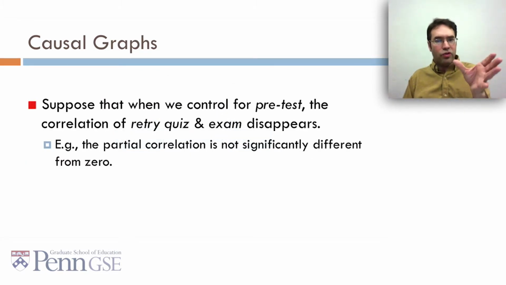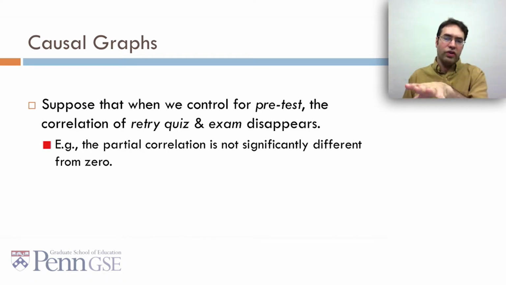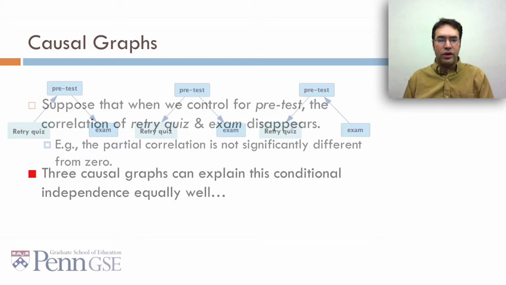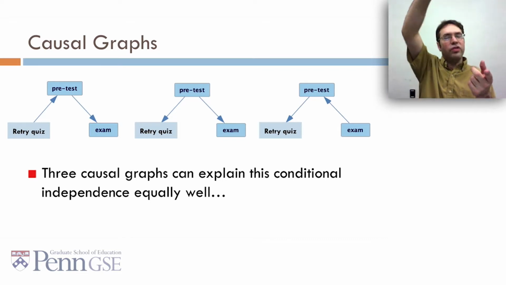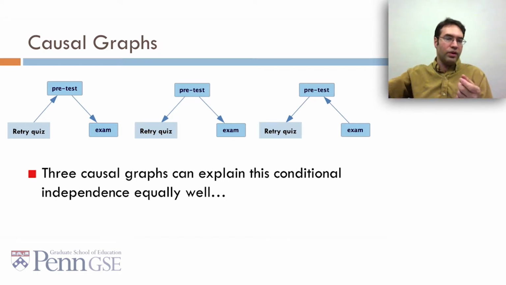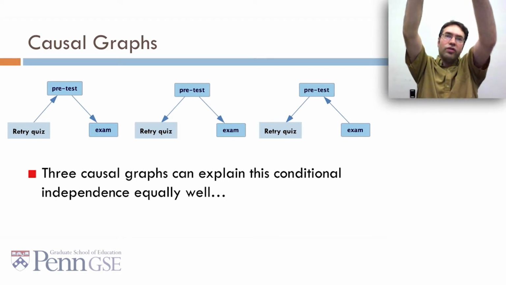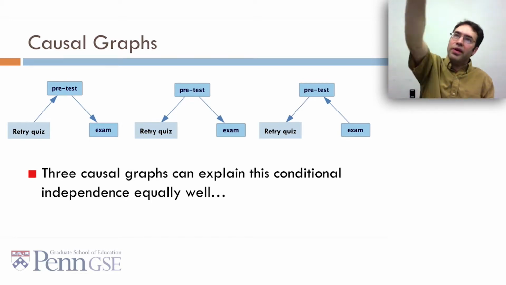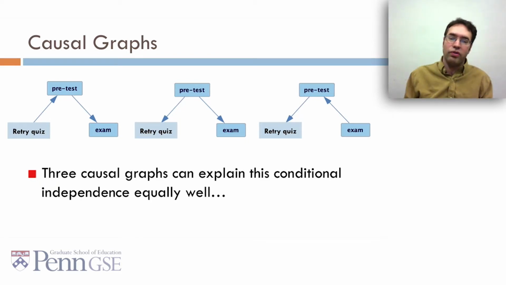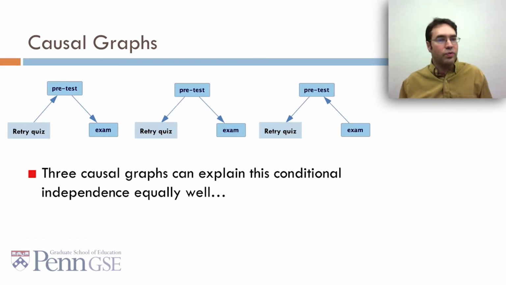So suppose that when we control for pretest, the correlation of retry quiz and exam disappears. In other words, the partial correlation of these two, retry quiz and exam, covarying out pretest, is not significantly different than 0. Well, 3 causal graphs can explain this conditional independence equally well still. It might be that retrying quizzes causes lower pretest, which causes lower exam. It might be that the pretest causes lower exam and more retry quiz. Or it might be that doing well on the exam makes your pretest lower, which in turn makes your retry quizzes more. Each of these causal graphs can explain things equally well.